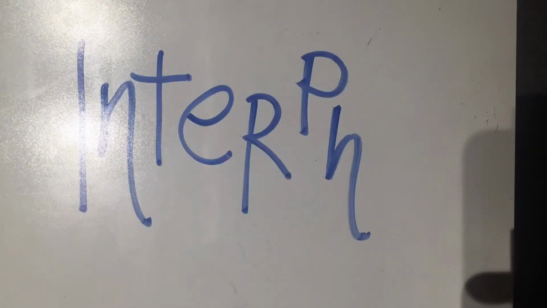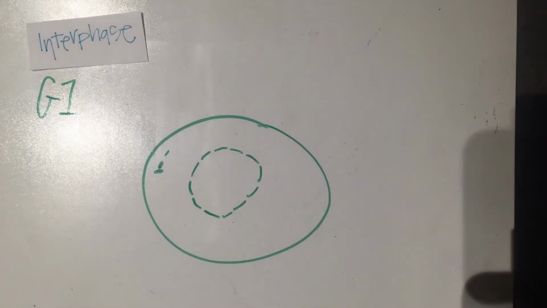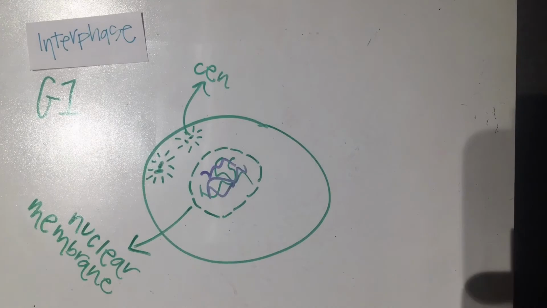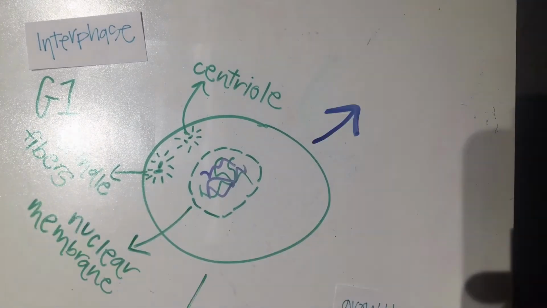So the first step of meiosis is interphase. You have your nuclear membrane, and then you also have your spindle fibers and centrioles on the outside of it, and then on the inside you have chromatin. G1 is the first thing in interphase, and that is just the growth stage.